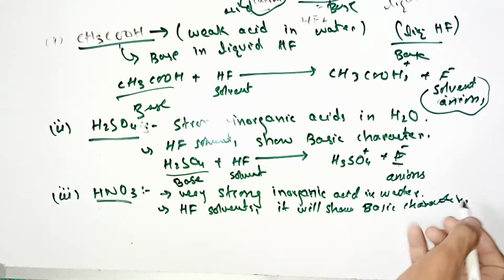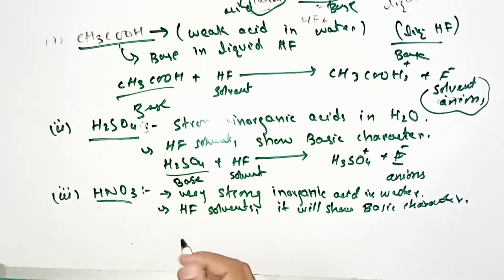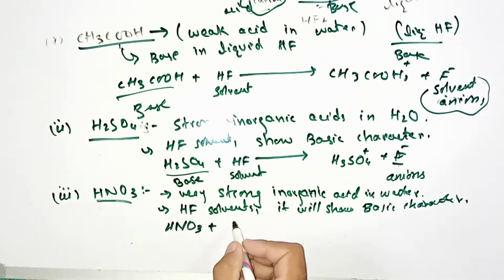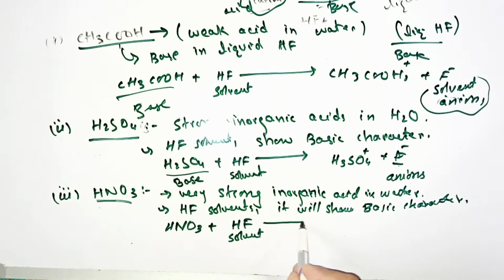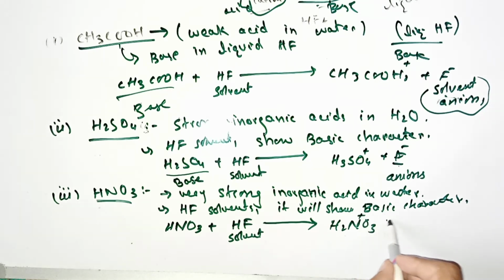Why will it show basic character? Because when you add HNO3 to the HF solvents, that is, HF is the solvent, when you add HNO3 to HF solvents, it will produce H2NO3 plus, HF, plus F negative.